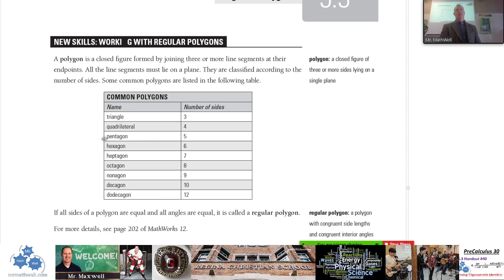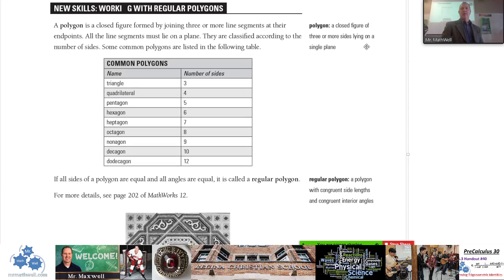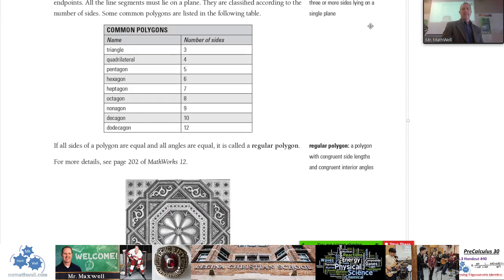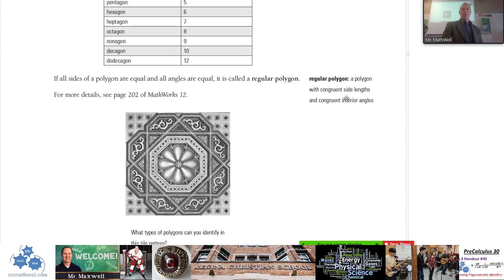So this chart, in one of your questions on your test, you may see a nonagon, and you have to know what a nonagon is. It's a shape with 9 sides. So be familiar with these terms. And a polygon is a closed figure of 3 or more sides lying in a single plane. So just a 2-dimensional shape, not a 3-dimensional one. And as I mentioned, a regular polygon has sides that are all the same length.